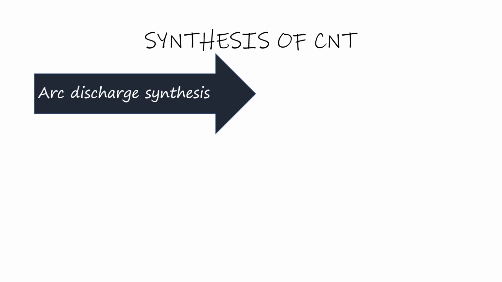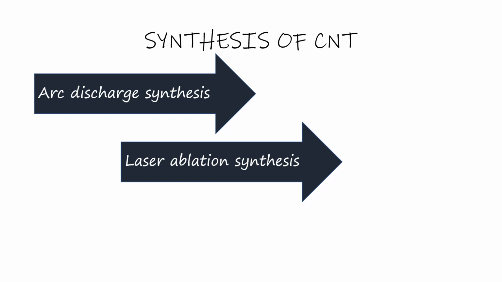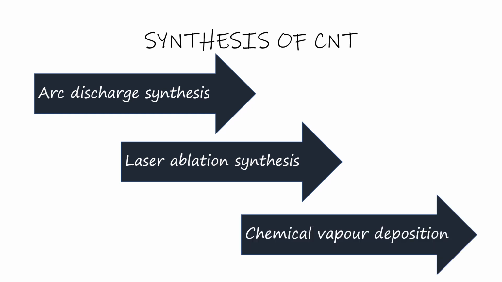So now we'll see how to synthesize carbon nanotubes. In this video, three methods are discussed. The first method is arc discharge synthesis, the second one is laser ablation method, and the last one is chemical vapor deposition. So we'll see each method one by one. The first method is the arc discharge method. We'll see what is going to happen here.